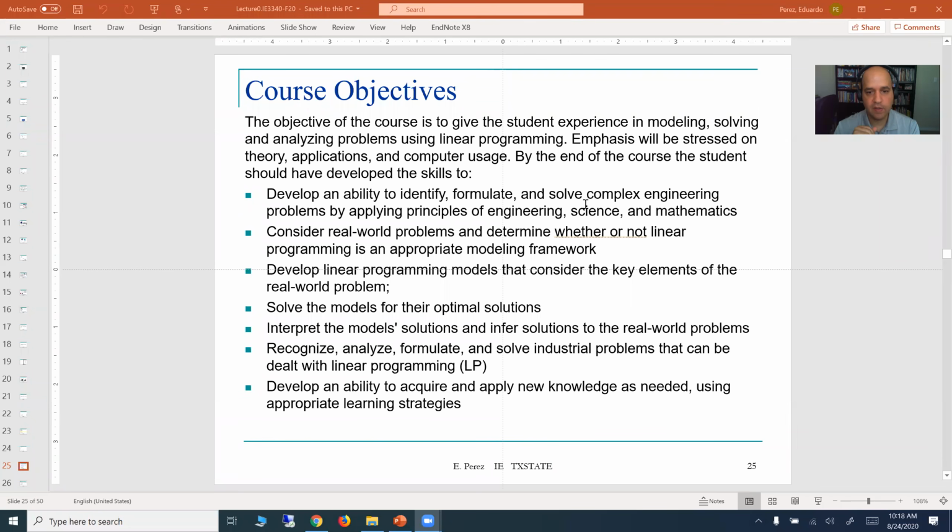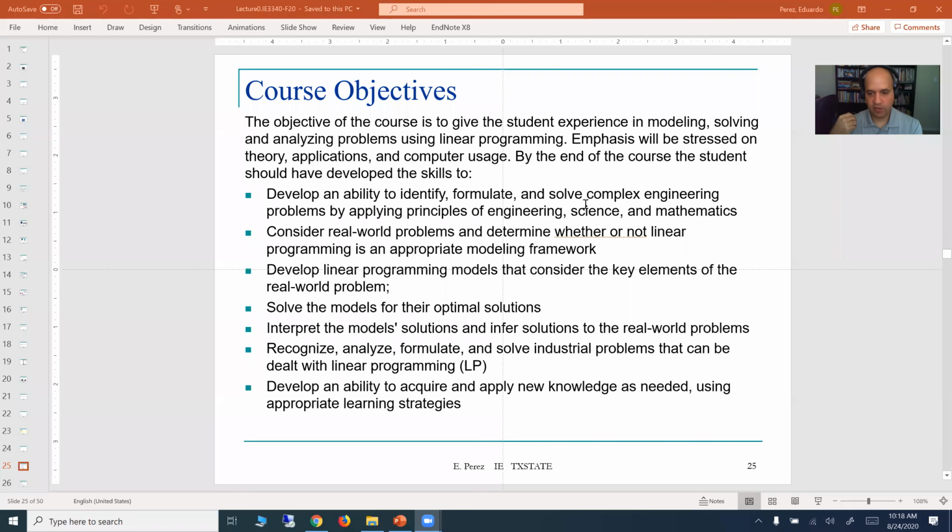So ability to identify, formulate, and solve complex engineering problems. Consider real-world problems and determine whether or not linear programming is an appropriate modeling framework. Developing linear programming models that consider the key elements of the real-world problem. Solve the models for the optimal solutions. Interpret the model's results.